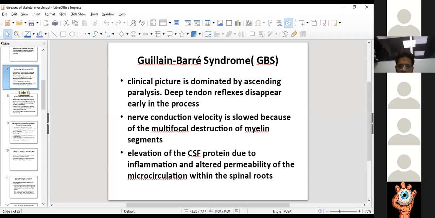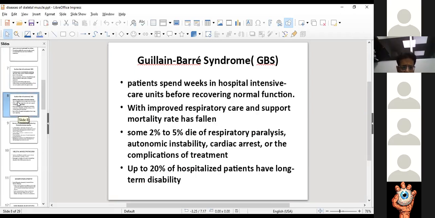Elevation of CSF protein due to inflammation and altered permeability of the microcirculation within the spinal roots. तो तभी डिफरेंशियल्स में जो है वो कभी कभार meningitis भी आ जाता है, एटलीस्ट इन इनिशियल स्टेजेस. ऑब्वियसली meningitis में पेन ज़्यादा होता है, नेक्रोसिटी वगैरह होती है, इसमें नहीं होती.